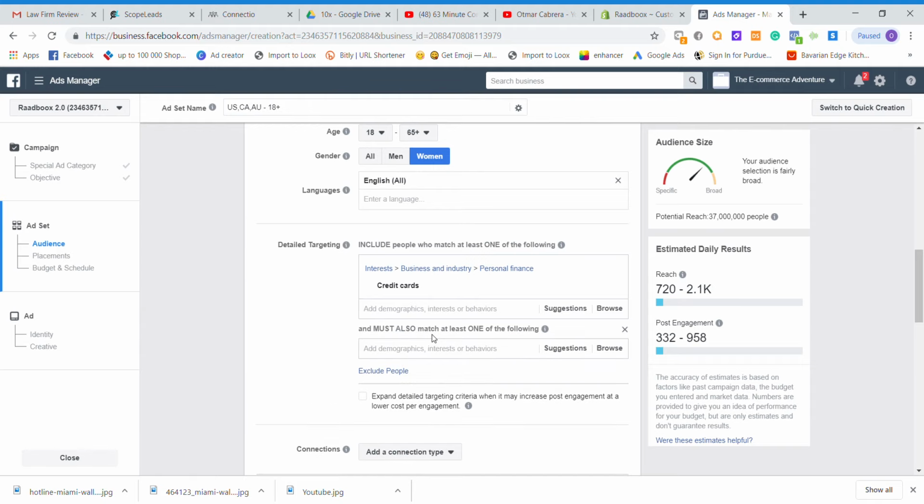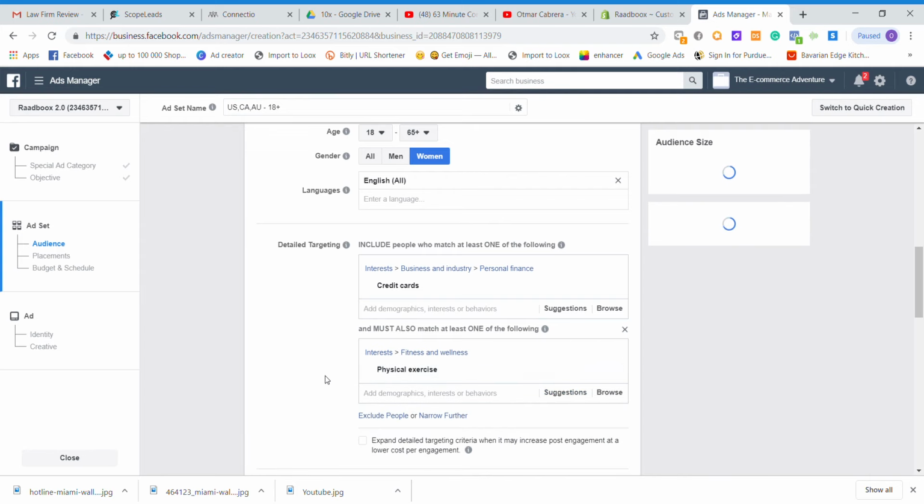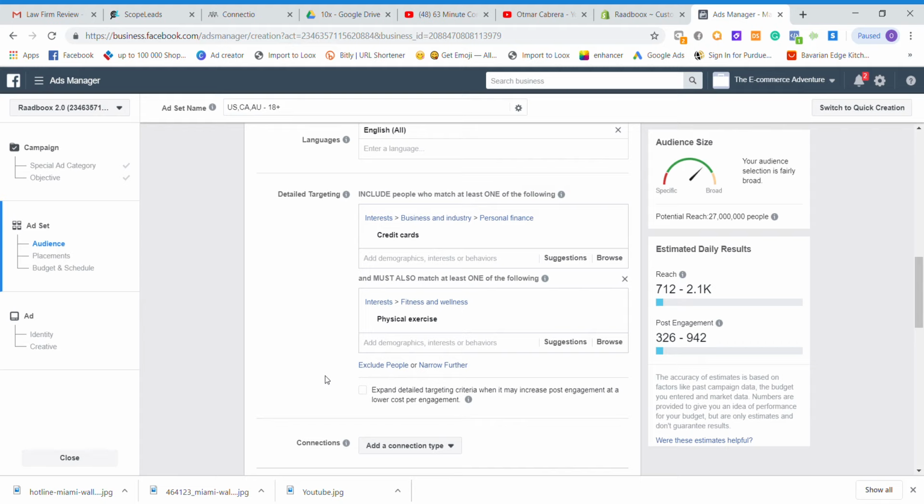Okay, so then you can narrow down the audience again, which people don't understand that you can do this. Now, let's say you're having trouble finding it, right? You can literally click suggestions. And obviously, I've run this campaign before, and since I'm doing weight training, I can just do physical exercise. Now what Facebook's going to do is target not only people with credit cards, but also people who are interested in physical exercise, right? So that plays a huge factor.